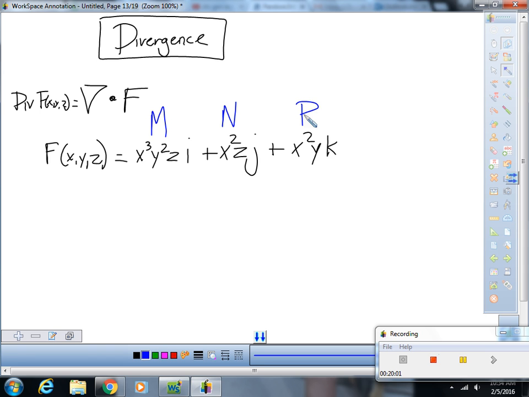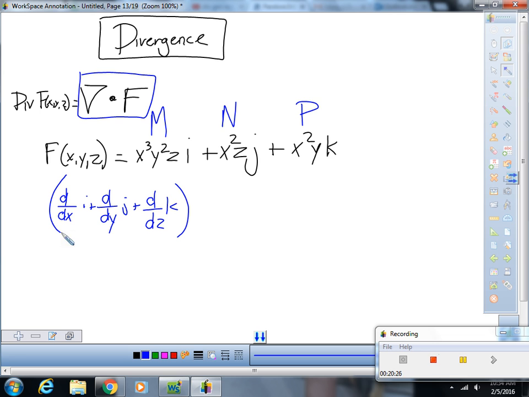Okay? So what this is really telling you to do is to do d/dx i, d/dy j, d/dz k, dot the vector field x cubed y squared z i plus x squared z j plus x squared y k. So the operator is much less useful here, okay?